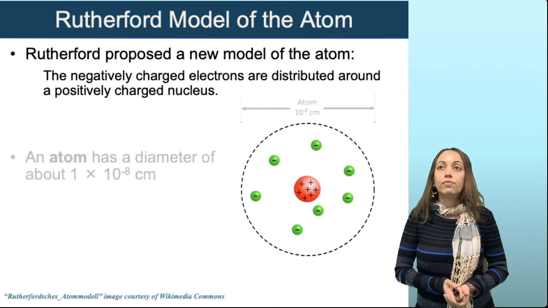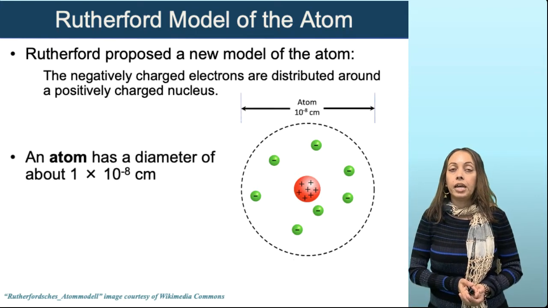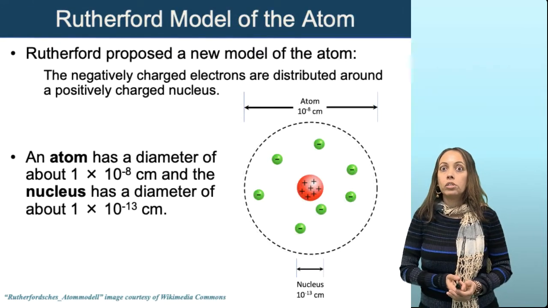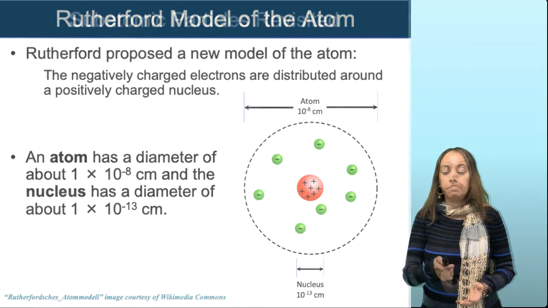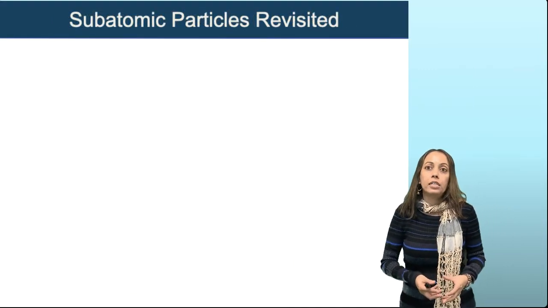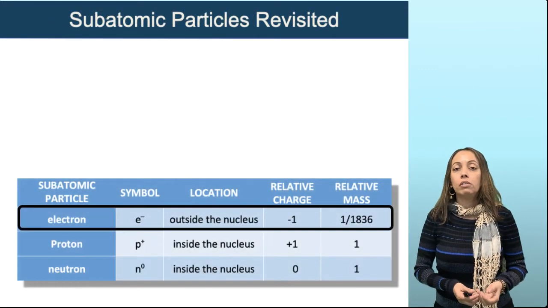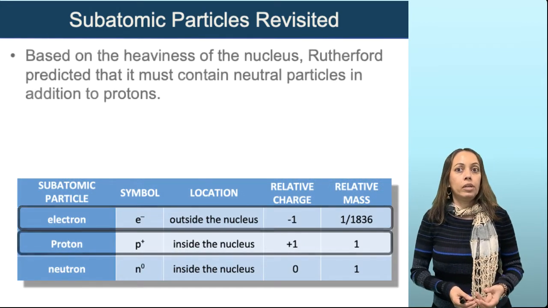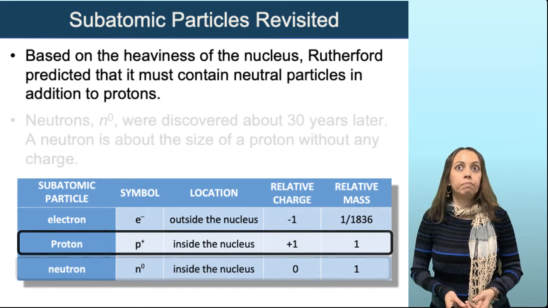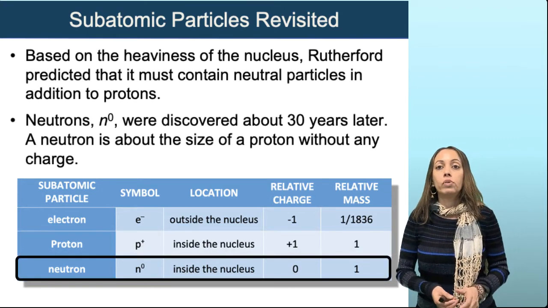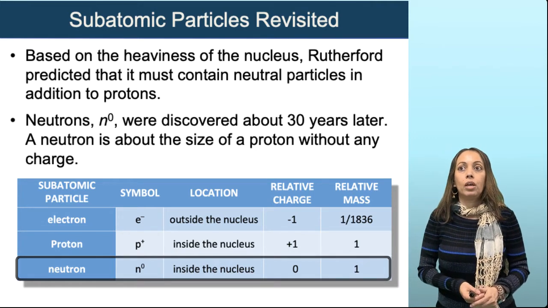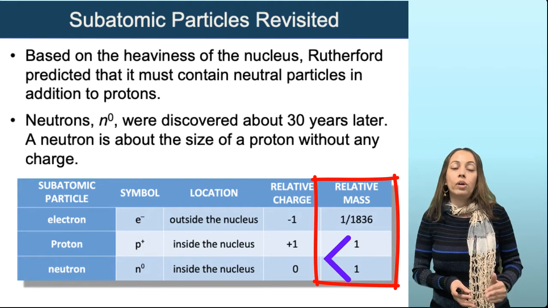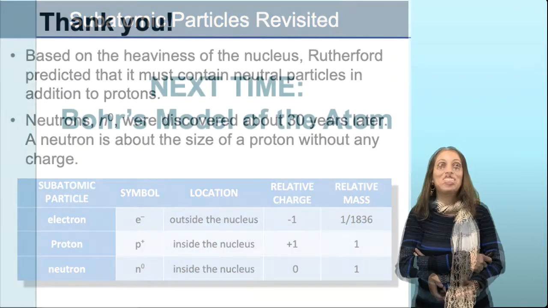So here are the dimensions for the atom. It's 1 times 10 to the power minus 8, and you can see the dimension for the nucleus is 10 to the power minus 13, so it's several orders smaller than that of the entire atom. So now we can summarize what an atom is made up of. It's made up of electrons. They're outside the nucleus with a relative charge of -1. Protons are inside the nucleus with a relative charge of +1. Neutrons are neutral. They're also inside the nucleus and they have no charge. When you look at the relative masses, the proton and the neutron are equal in mass, whereas the electron is a very light particle.